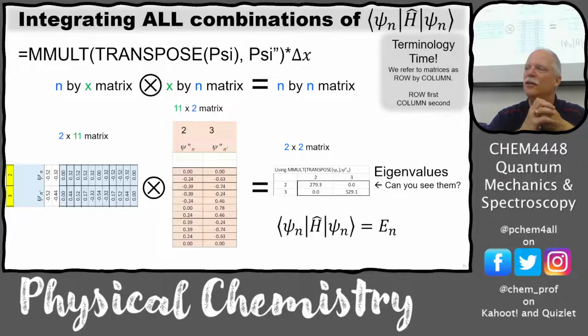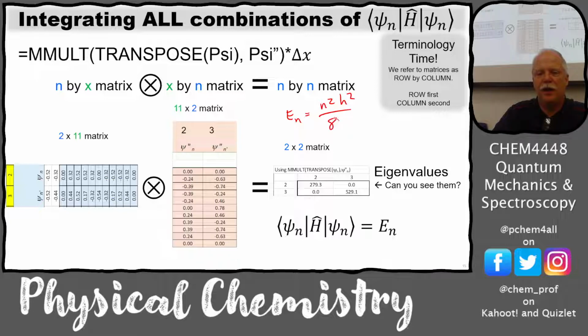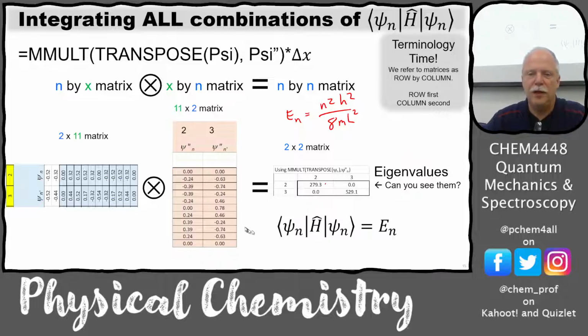So what we calculated analytically, which was E n equals n squared h squared over 8 m L squared, that's the analytical result, okay? But there's no matrix in there. You don't see it. But if you were to plot that by n, you would get these diagonal values. So n equals 2, you would get that value. N equals 3, you would get that value. So that's what we have.